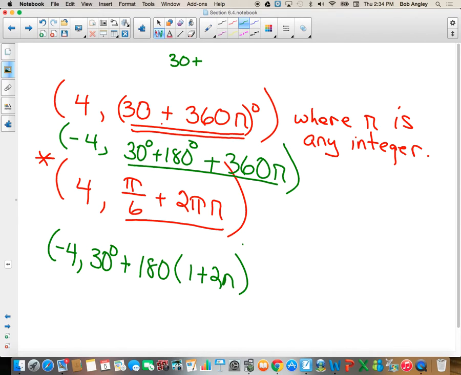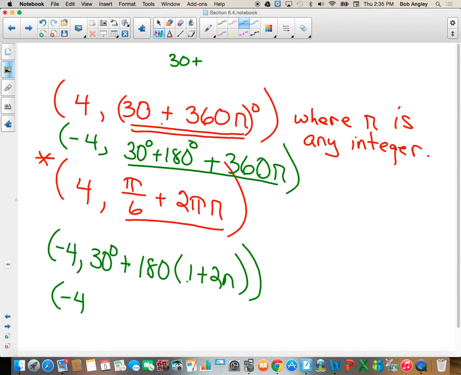Does that make sense? Notice here's the 30, and then this had a common factor of 180, so it took the common factor out, and then to make it give me this back, I had to put a 1 in that place and a 2n in that place, because 180 times 1 is that 180, 180 times 2n is this one. Okay, now, I'm going to write it one more time, change just a little bit more, not much.